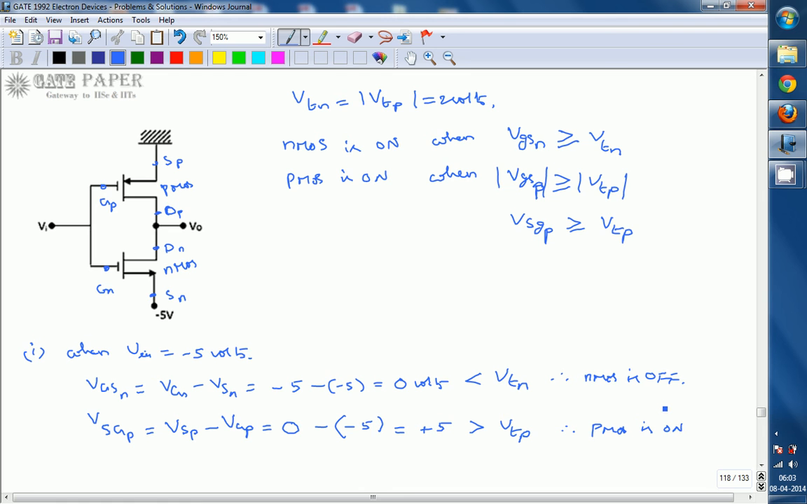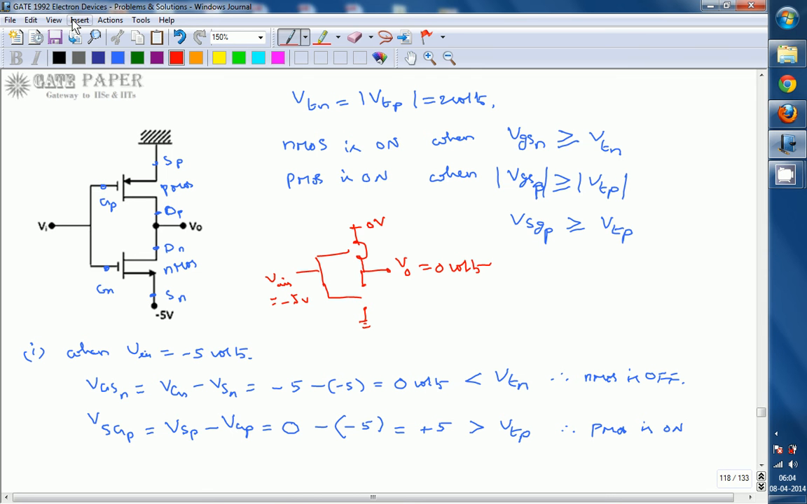Whenever PMOS is on and NMOS is off, the circuit diagram is going to look like this. For V input of minus 5 volts, NMOS is off, so there is no connection towards the output side, whereas PMOS is in the on condition. So V0 is equal to 0 volts whenever V input is equal to minus 5 volts, because the above transistor is on and the below transistor is off. V0 is equal to 0.